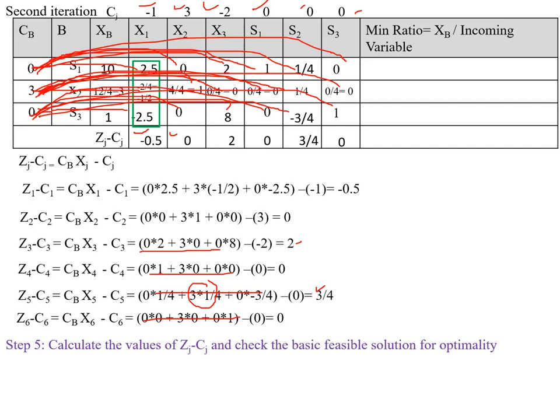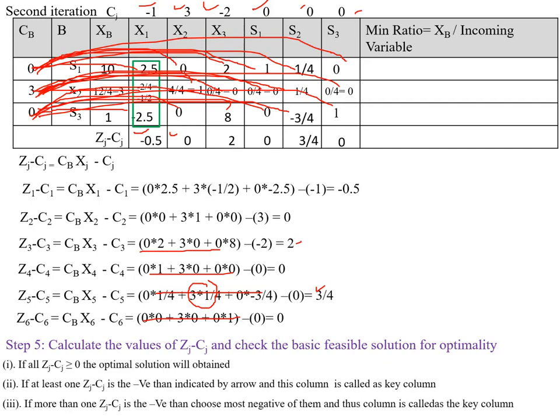And next we have to observe the conditions, whether all Zj minus Cj values are greater than or equal to 0. If all Zj minus Cj are greater than or equal to 0, we get the optimal solution. Second condition is, if at least one Zj minus Cj is negative, then we indicate it by an arrow, and this column we call the key column. If more than one Zj minus Cj is negative, then choose the most negative value, and the respective column is the key column. Here the second condition is satisfied.